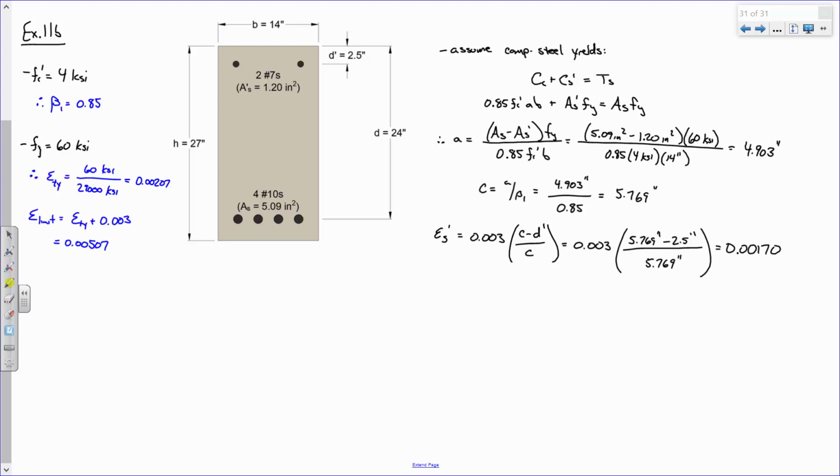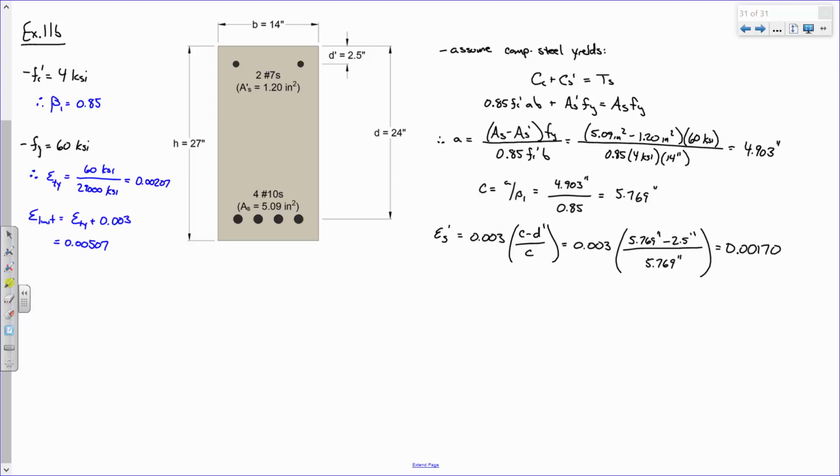Okay. Now, let's remember, okay, so this is the strain at the top. This is the strain in the compression steel. The strain required to yield it is 0.00207. So, has the compression steel yielded? No, it has not. Okay?